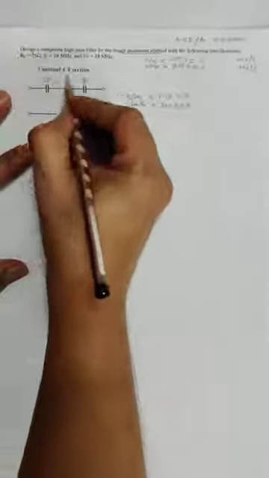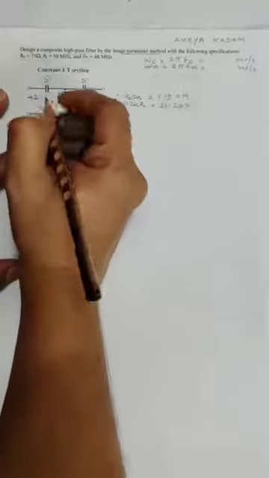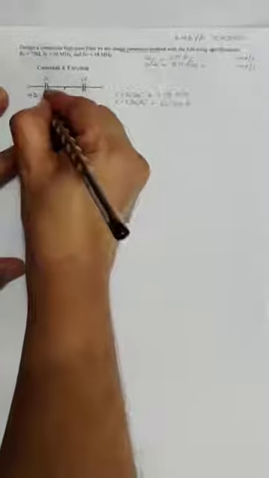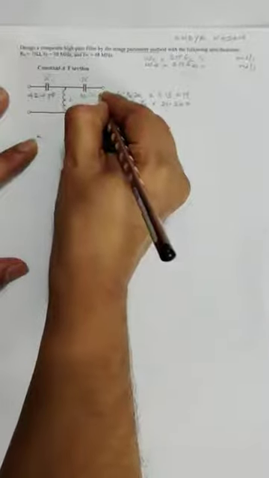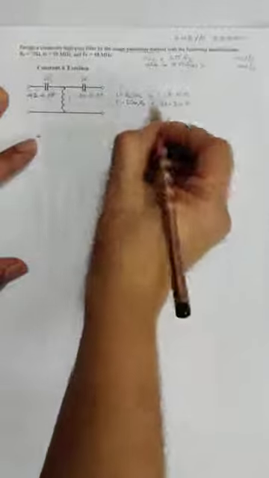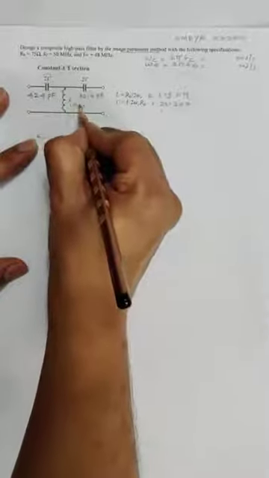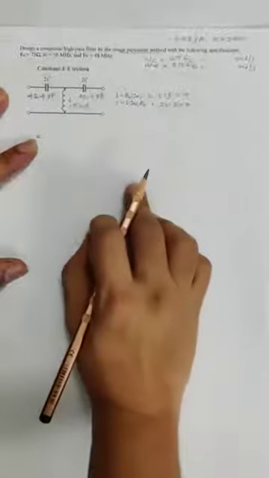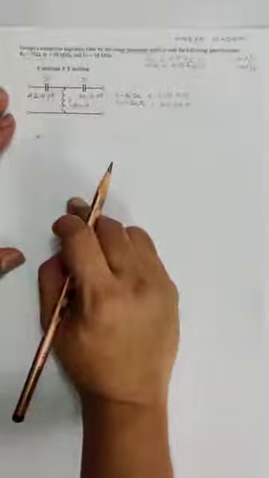But here the component value is 2C, so it is double of this one, so it turns out to be 42.4 picofarad. And the value of L is same as this one, which is 119 nanohenry. So after constant K, we'll proceed for the designing of the M derived section.